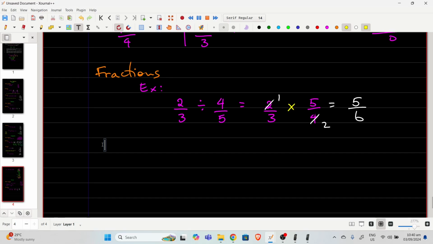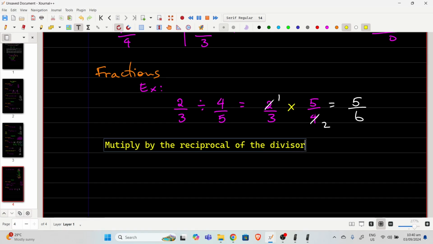So let me just put a little note, which is: multiply by the reciprocal of the divisor. So I am taking 2/3 and I'm dividing it by 4/5. So all I need to do is take this 2/3 and multiply it by the reciprocal. Reciprocal means the flip of this. So flip it and then you multiply it. And that gives you your answer.